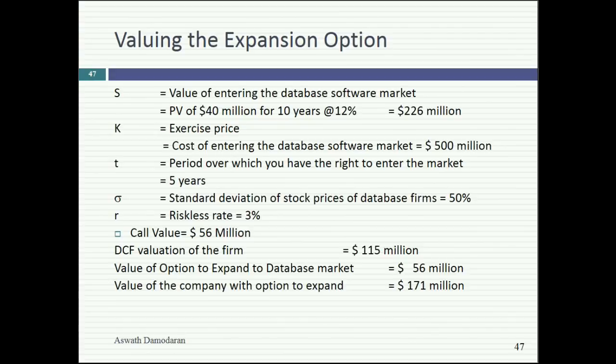What does that mean? If I'm investing in this company, Secure Mail, remember the DCF value is 115 million? On top of that, I get an extra 56 million, which gives me a total value for the company of 171 million.